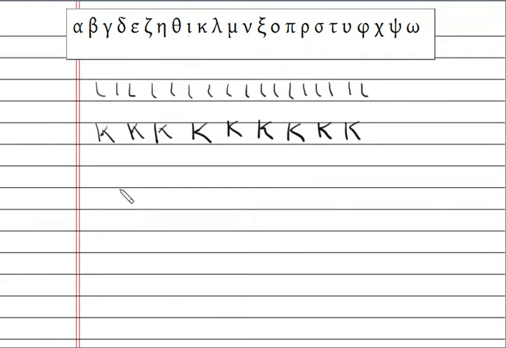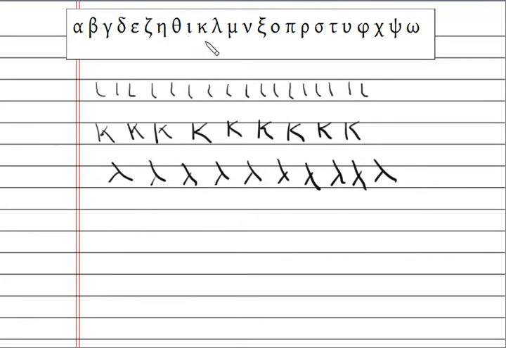Lambda is pretty straightforward to make. Just make kind of a half angle line and just make a tent or a lean-to. That's a lambda. And as you can hear, that's the Greek equivalent of our letter L, and it is pronounced just the same.